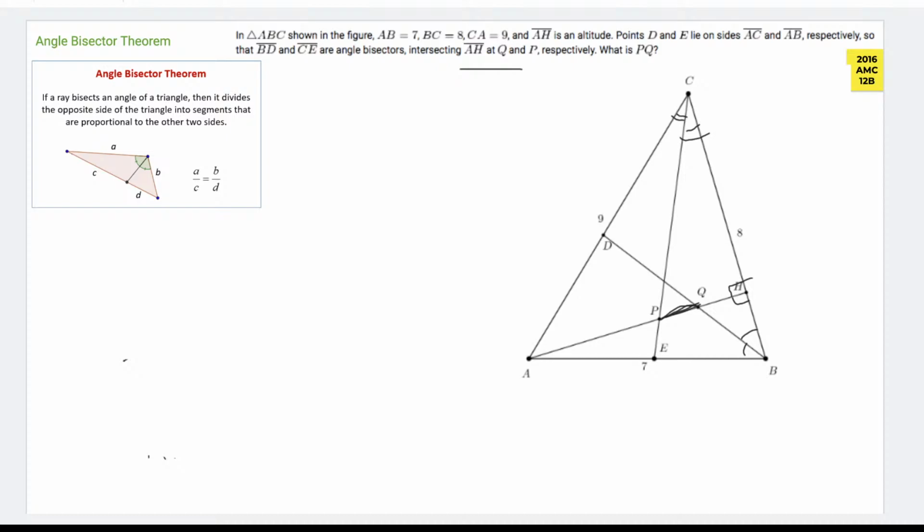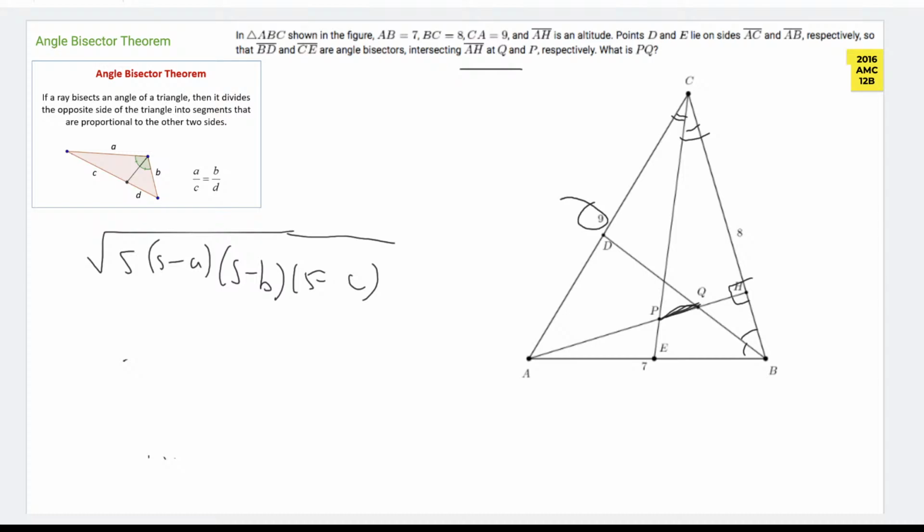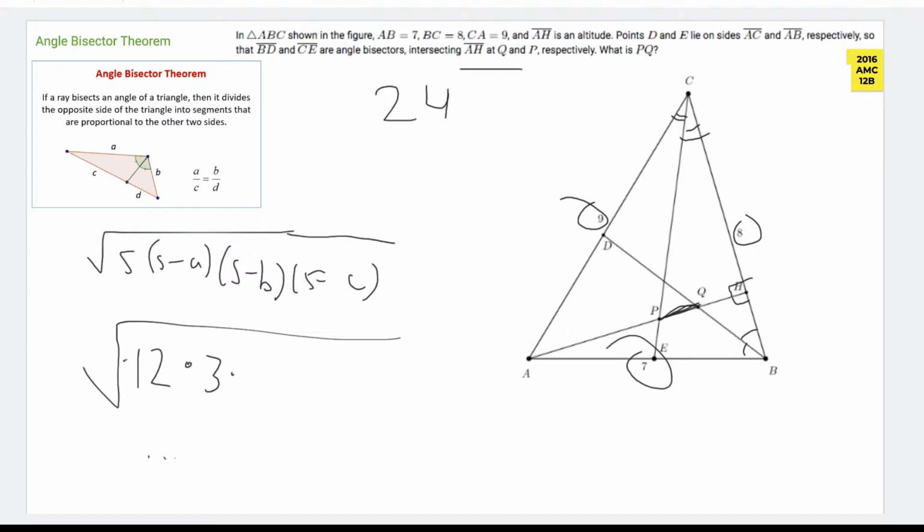In this case, this is not a right triangle, so we will use Heron's formula, where S is the semi-perimeter. The area is the square root of S times (S minus A) times (S minus B) times (S minus C) for any triangle with side lengths A, B, and C. We want the semi-perimeter, which is the perimeter divided by 2. So 9 plus 8 plus 7 is 24, which means the semi-perimeter is 24 divided by 2, which is 12. So the square root of 12 times, and then you subtract each side length: 12 minus 9 is 3, 12 minus 8 is 4, and 12 minus 7 is 5, and that gives the area of the triangle.